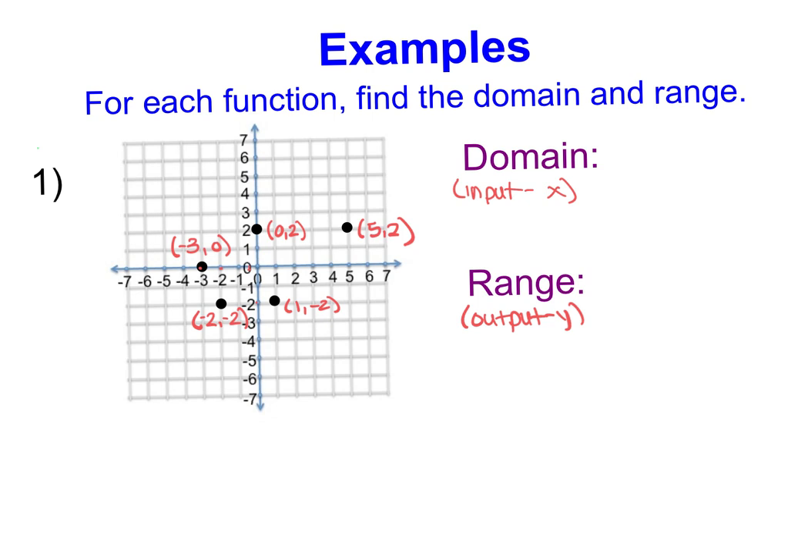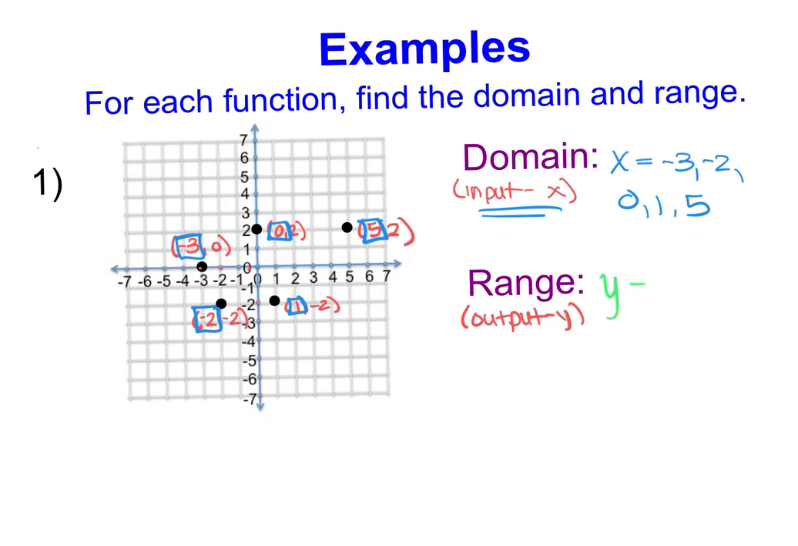Now, from here, remember, our domain represents all of those input x values. So since I just have a list of coordinates here, I'm just going to list out all of the x values by writing x equals and then finding all of the x values that I can see on my graph. So here I have x equals -3, then I have -2, here I have 0, 1, and 5.